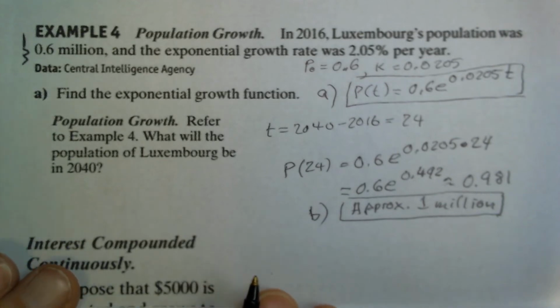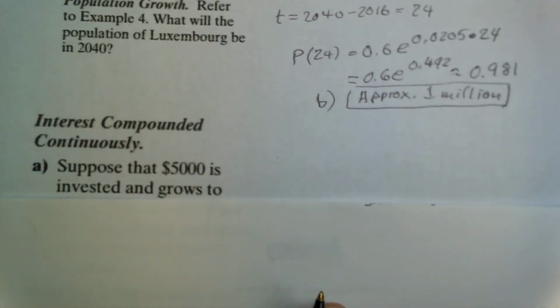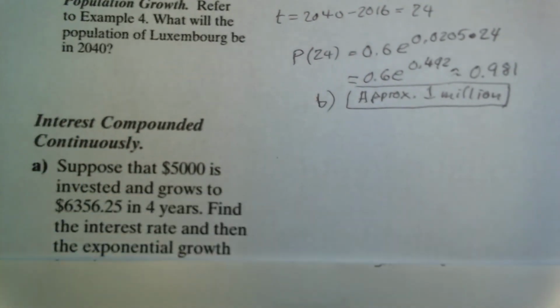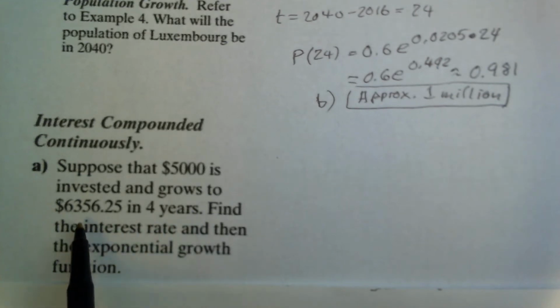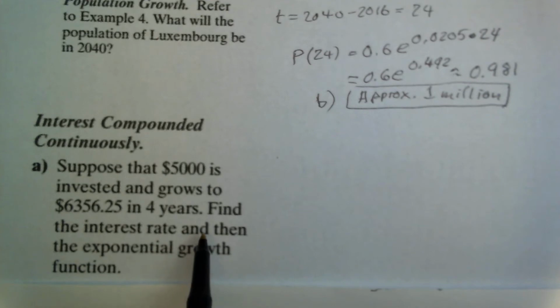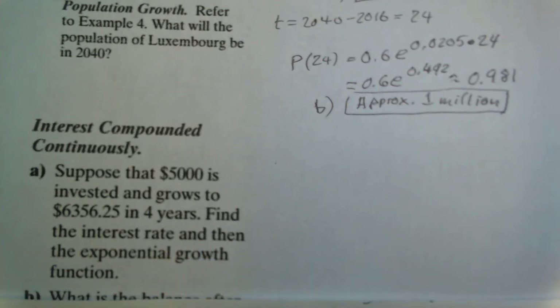Another example of an exponential growth function is when interest is compounded continuously. Suppose that $5,000 is invested and grows to $6,356.25 in 4 years. Find the interest rate and then the exponential growth function.